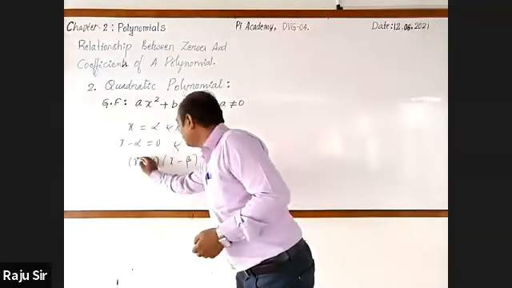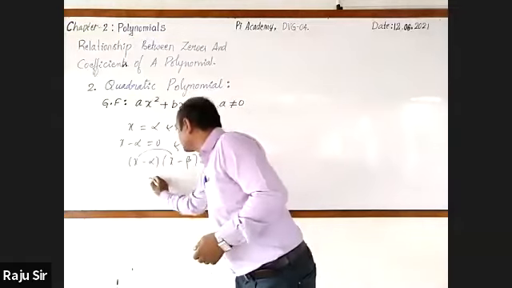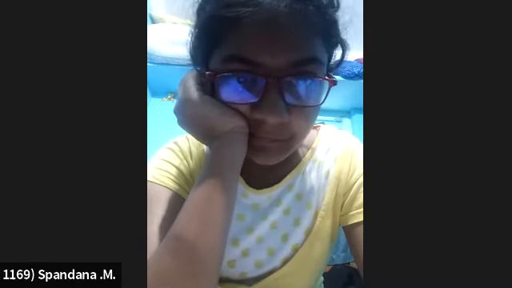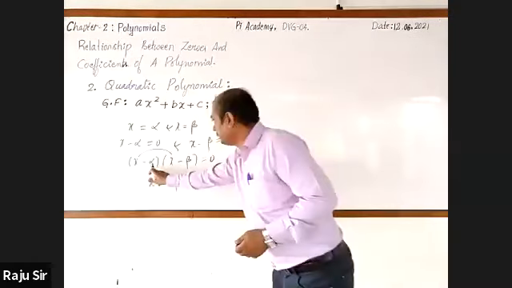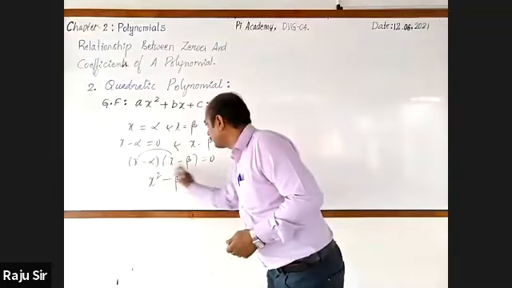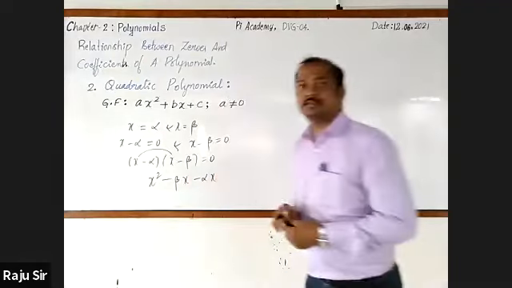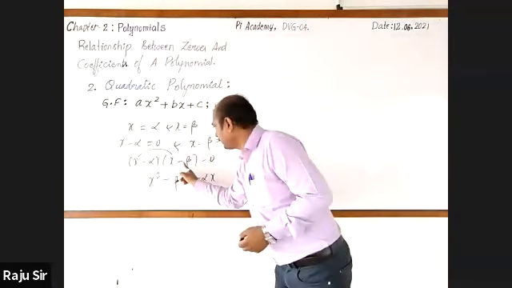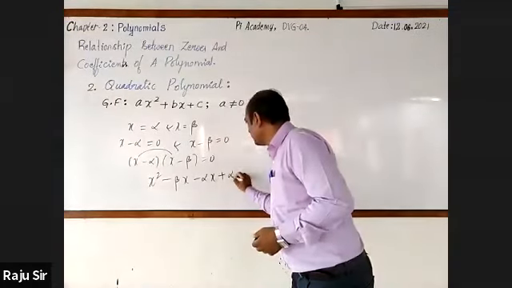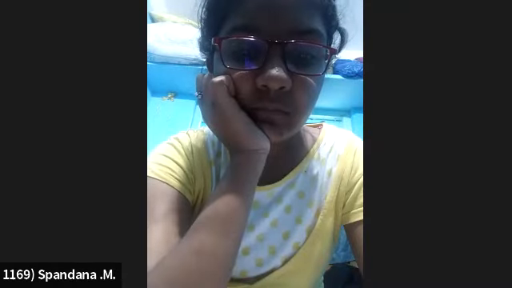Here, multiply x with both the terms. x into x, x square. x into minus beta, minus beta x. Multiply minus alpha with both. Minus alpha into x, minus alpha x. Minus alpha into minus beta, plus alpha beta, equal to 0. Clear?